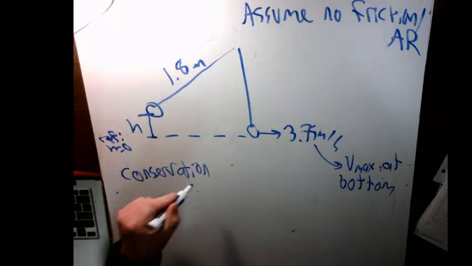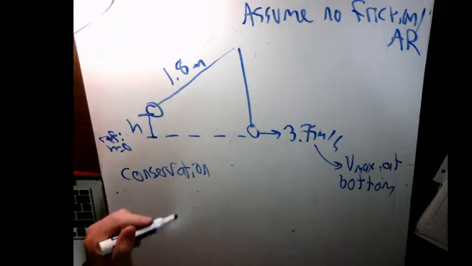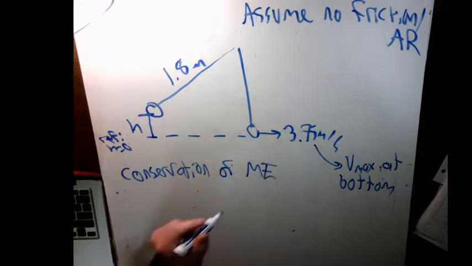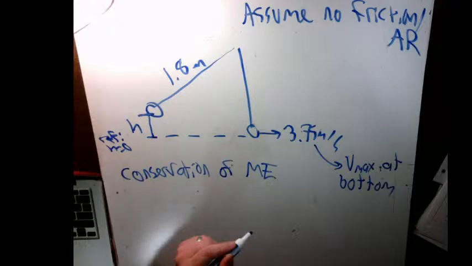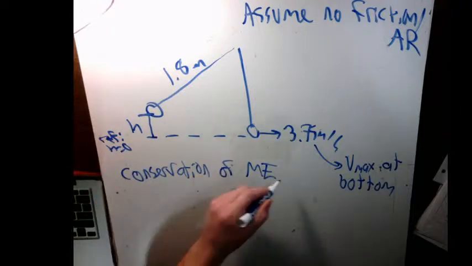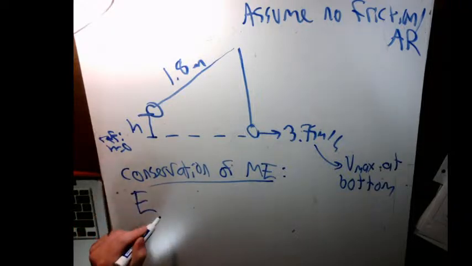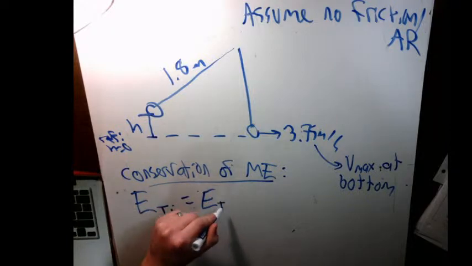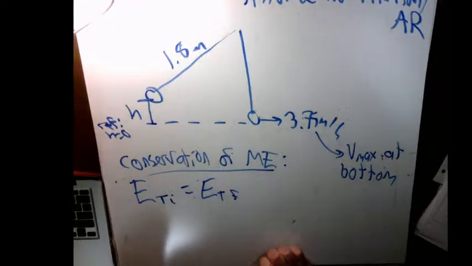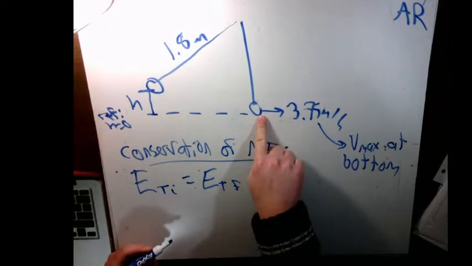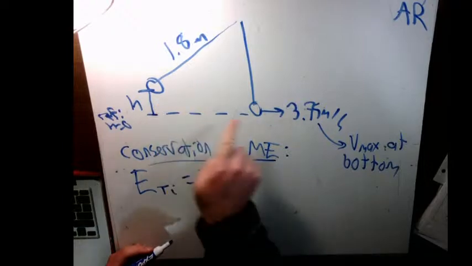We have no external forces. We have no non-conservative forces. Right? There's no force of friction. There's no applied force to this. Only the force of gravity acting on it. So we know that the total mechanical energy at the start is equal to the total mechanical energy at the end. We'll call this our start, and it doesn't really matter actually. We can call this our start, this our end.